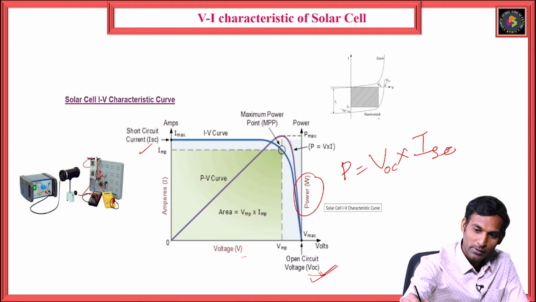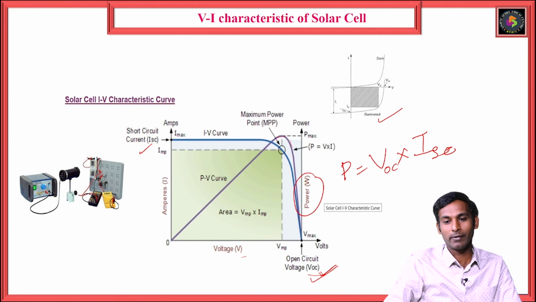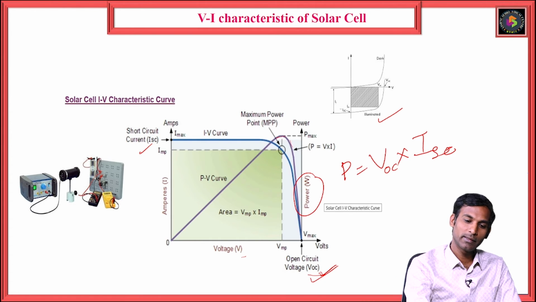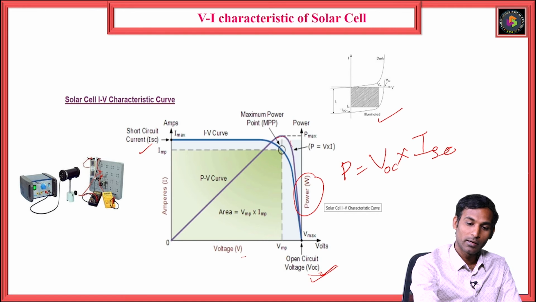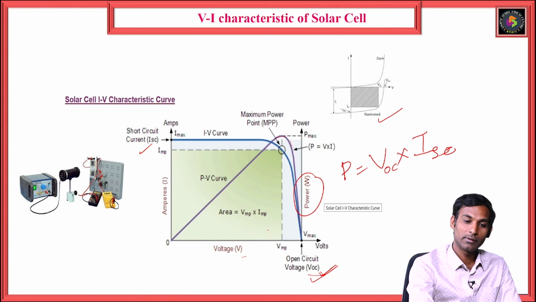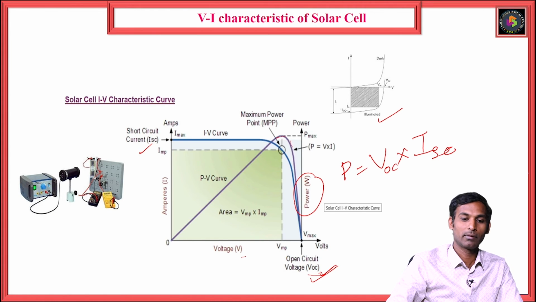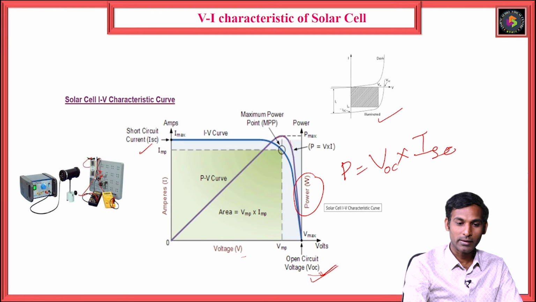This diagram also indicates the fill factor, one of the characteristics of the solar cell. You can also observe the area. Area is equal to maximum power voltage into maximum power current. This is the PV curve, and this diagram indicates the IV curve. The x-axis indicates the voltage and the y-axis indicates the current. Finally, we are calculating the maximum power point.